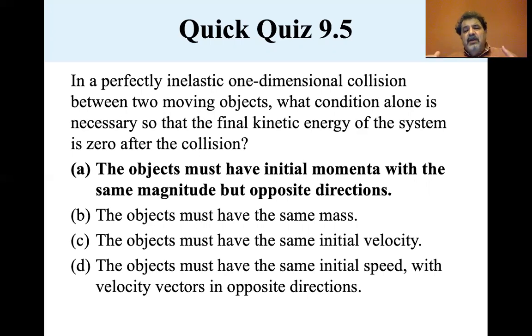So M1 V1 must equal M2 V2, so that if we have M1 V1 minus M2 V2, it equals 0. It doesn't say anything about the masses being equal. It doesn't say anything about the velocities being equal. It just means the momenta are equal.